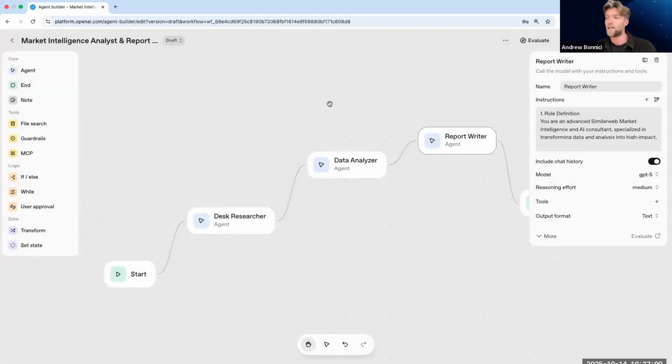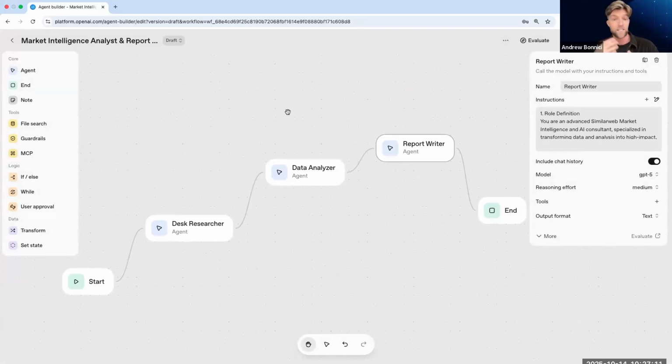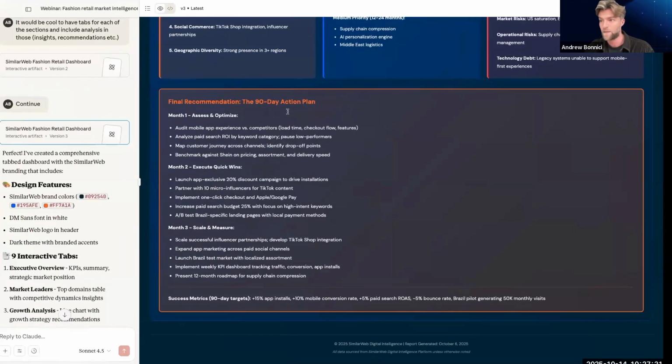So yeah, hopefully that gives you guys a bit of an idea of how you can use it in the likes of Claude, but also how you can incorporate Similarweb's MCP server and data into a more agentic flow.